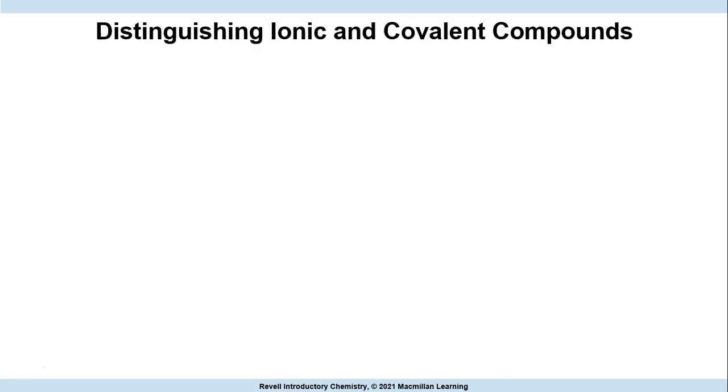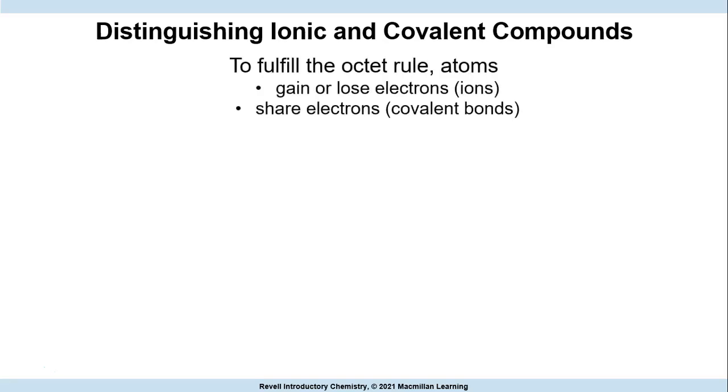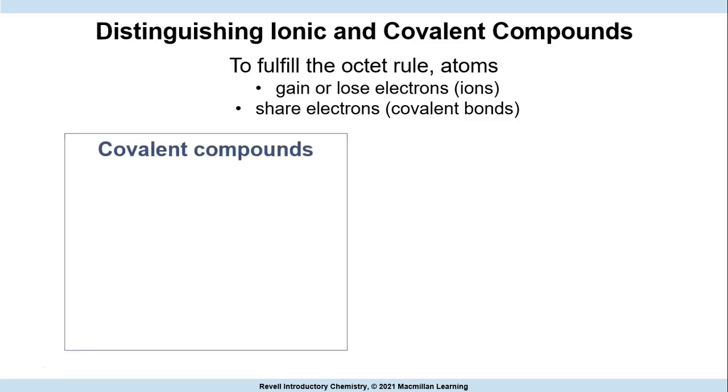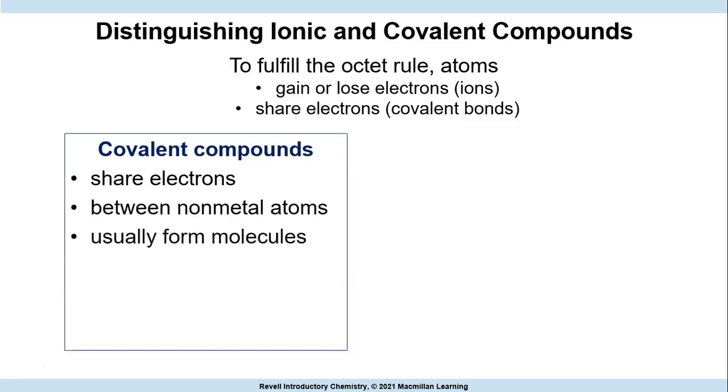And the prefixes indicate the number of atoms present. Now, let's distinguish between ionic and covalent compounds. The first thing I've told you is that covalent compounds are formed only between nonmetals, and ionic compounds are formed between nonmetals and metals. So that is the first difference, and that you must remember. So to fulfill the octet rule, atoms gain or lose electrons and they form ions, and the other atoms share electrons to form covalent bonds. So covalent compounds share electrons between non-metals usually, and they form molecules. An example of such a molecule here is N2H4.